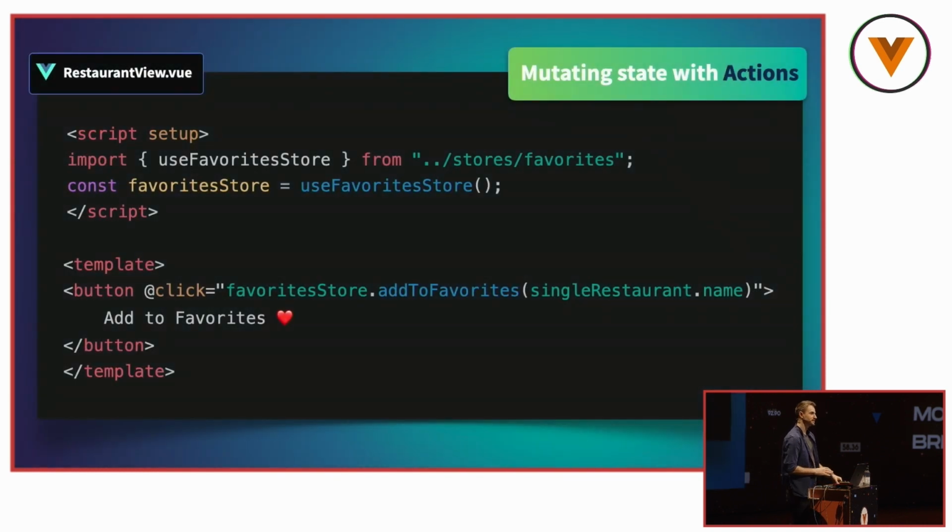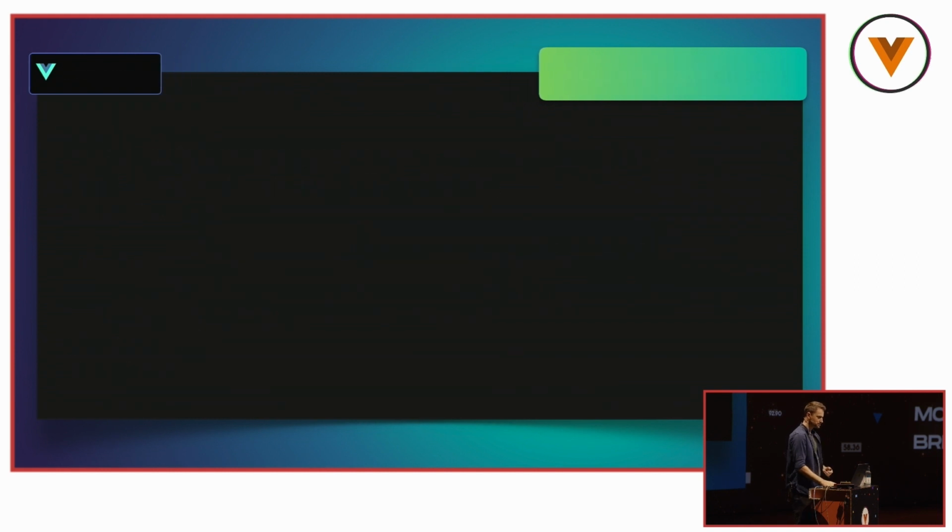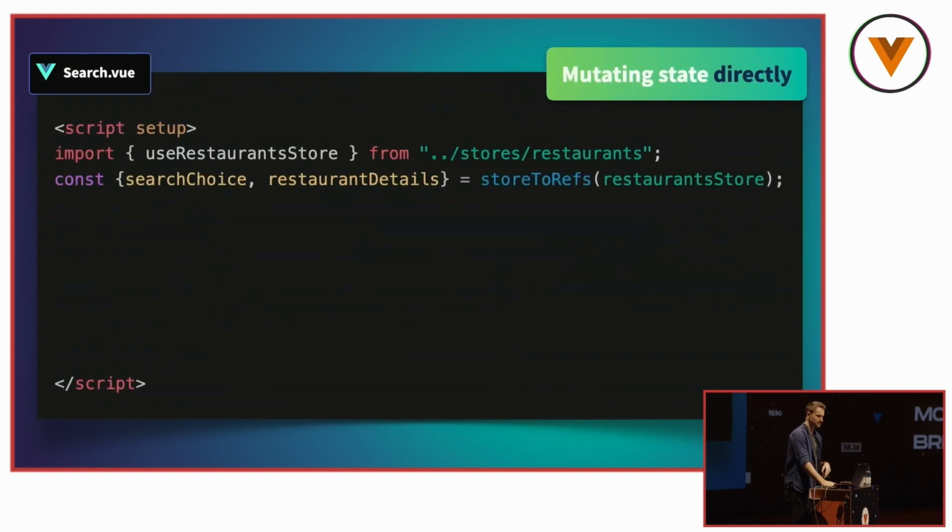So the most common way to mutate state using Pinia is to trigger an action in the store that causes the state to be changed. In this example, clicking the Add to Favorites button triggers the Add to Favorites action in the Favorites store. And some people might be surprised that this is not the only way to change state within Pinia. We could also change state directly by assigning a new value to the state property, for example.